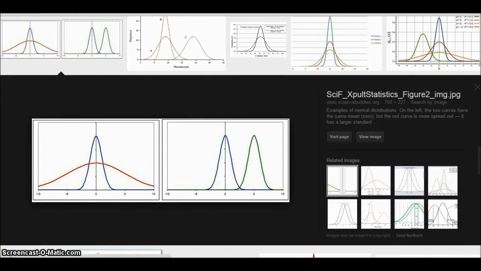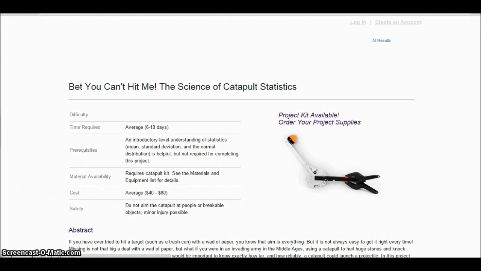Remember that the normal distribution is a continuous, symmetric, bell-shaped distribution.